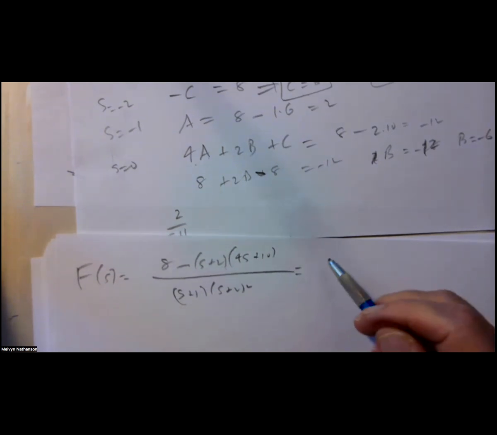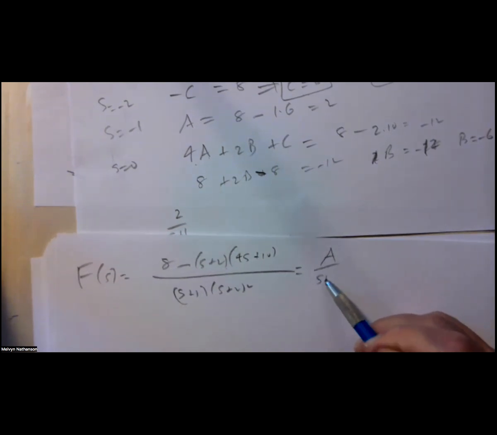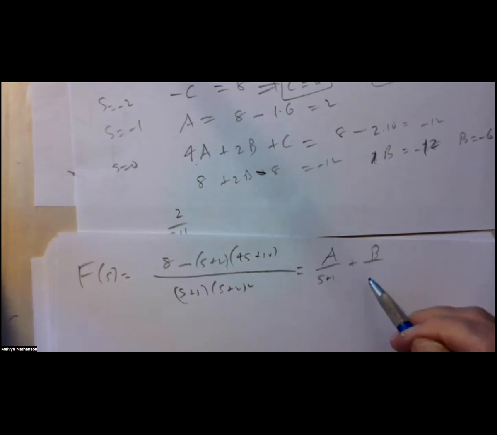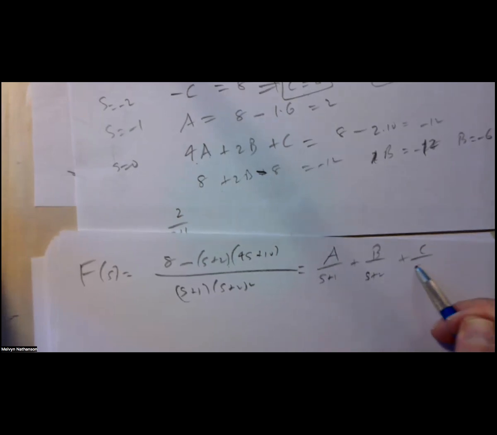And we know from the general theory of partial fractions, this is going to be a over s plus 1 plus b over s plus 2 plus c over (s+2)². And I just calculated a, b, and c. A is equal to 2. B is equal to minus 6. And C is equal to minus 8.